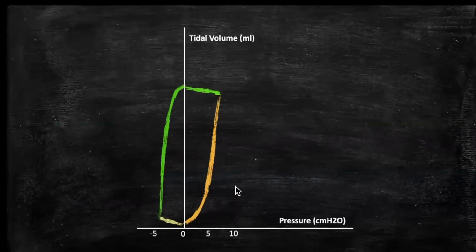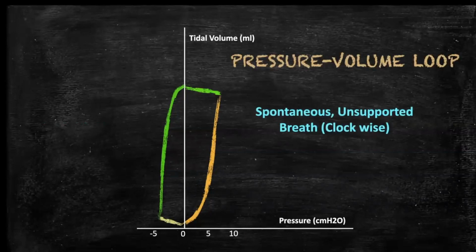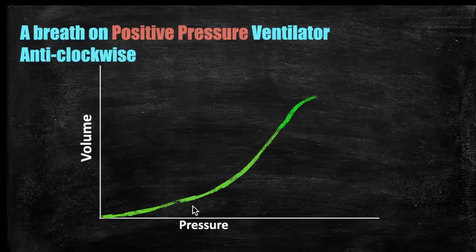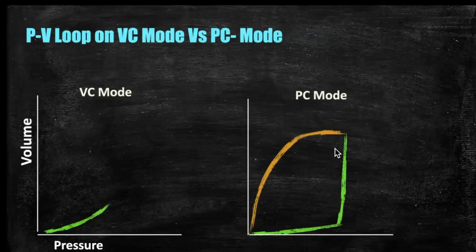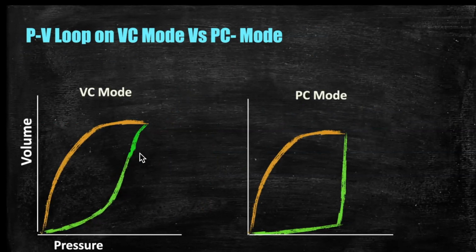So this is a spontaneous PV loop, and in positive ventilation, NIV or invasive ventilation, all the inspiration as well as expiration is towards the right side of the y-axis. During pressure control mode, in the first few milliseconds all the pressure is delivered and then the pressure remains constant throughout the inspiration. That's why you get a box shaped inspiration, while in volume control mode it is sigmoid shaped because the pressure keeps changing during the inspiration. That's why you get two different morphologies in pressure control and volume control mode.